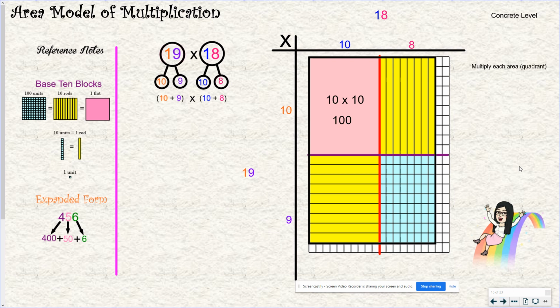First, we're going to multiply each area to find the total area of those smaller factors. I took 10 and multiplied it by this 10, which gave me 100. I repeated the same process with 10 times 8, which gave me 80. For this quadrant, I took 9 times 10, which gave me 90, and I showed you that 9 times 8 is 72, and I recorded it here.